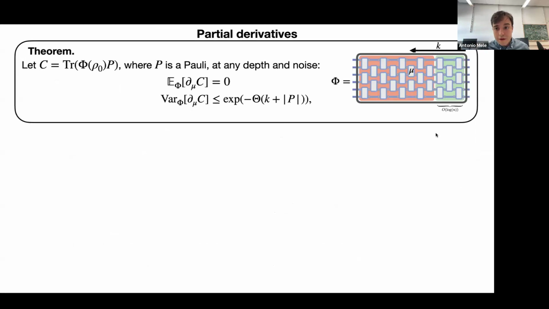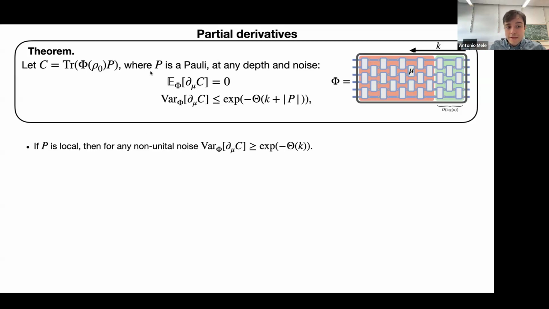Now let's go a bit deeper into the partial derivative result that we mentioned before. We show that at any depth, geometric locality is also not really important. Here it's a 1D circuit. For any Pauli and any noise, and here I'm not assuming anything on the noise apart from it acting locally, the partial derivative is exponentially suppressed with the distance from the end of the gate and also with the Pauli weight.